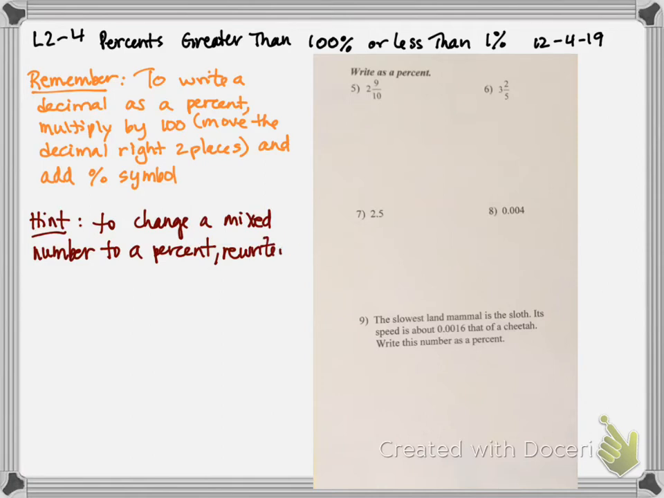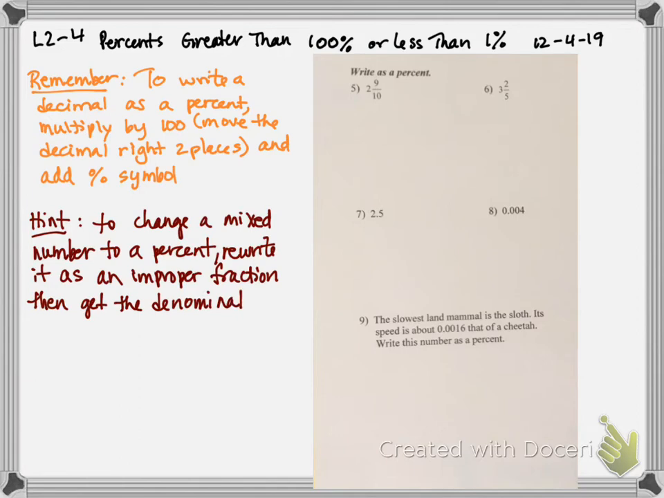as an improper fraction. Then get the denominator equal to 100. Once we have a denominator that equals 100, the numerator is your percent number. So let's actually try that idea on this first problem over here.